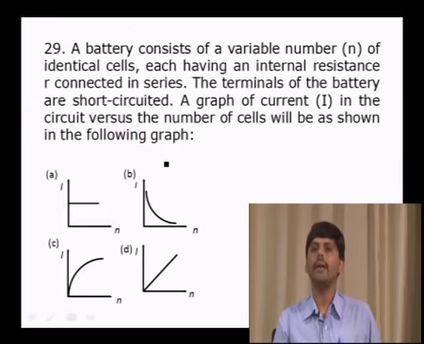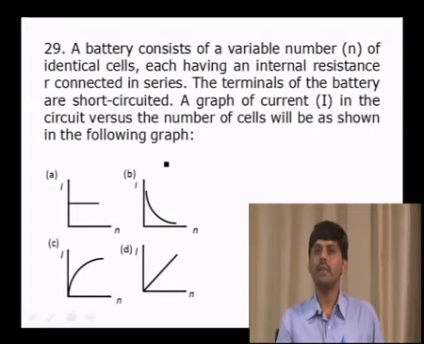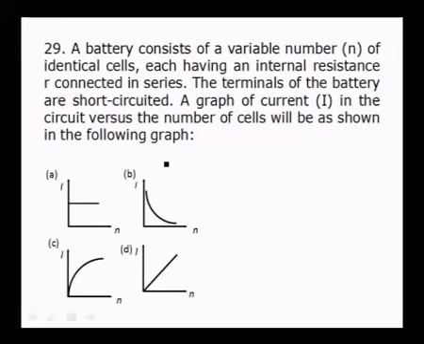Question number 29. A battery consists of a variable number N of identical cells, each having an internal resistance, connected in series. The terminals of the battery are short circuited. The graph of I in the circuit versus the number of cells is shown in the following graphs.